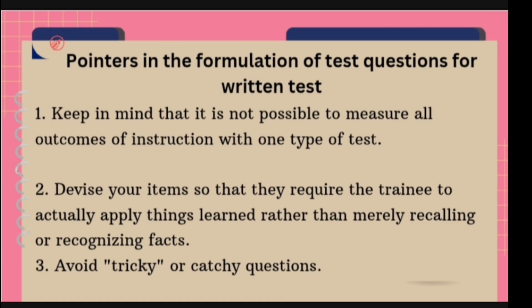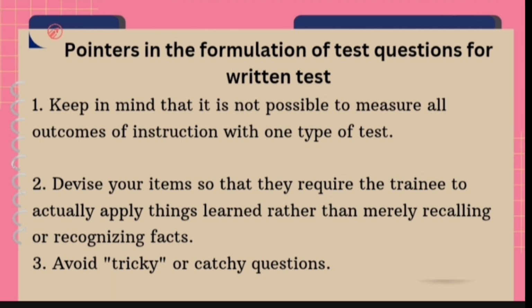Let's proceed to the pointers in the formulation of test questions for a written test. What should we do first? Number 1. Keep in mind that it is not possible to measure all outcomes of instruction with one type of test. 2. Devise your items so that they require the trainee to actually apply things learned rather than merely recalling or recognizing facts. 3. Avoid tricky or catchy questions.